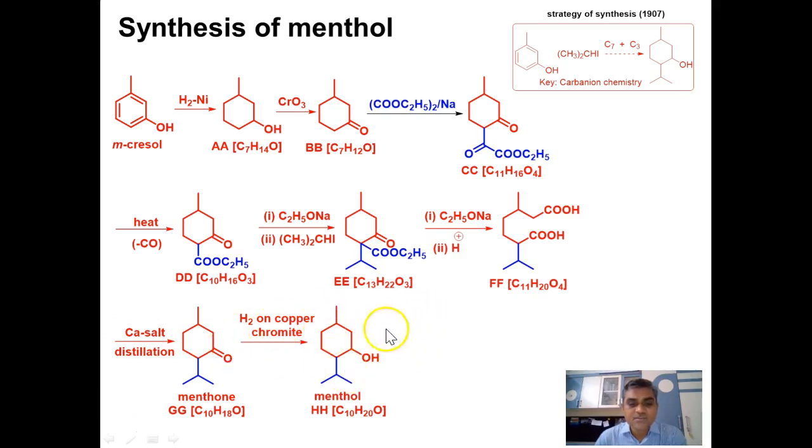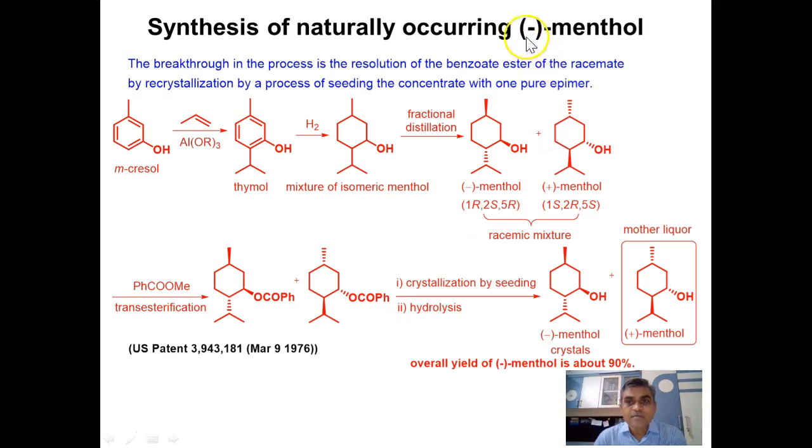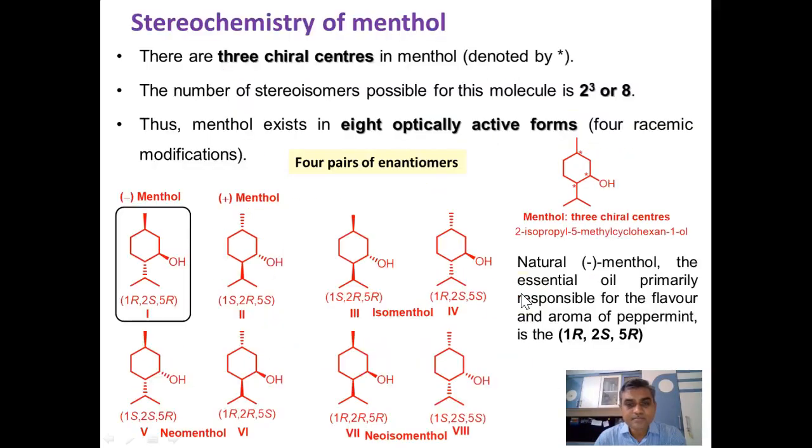This reduction gives a lot of stereoisomers of menthol. Therefore the synthesis of minus menthol, levomenthol, was accomplished in the year 1976 from metacresol. It exists in various isomers. This on fractional distillation gives the racemic mixture, and these two were separated by crystallization by seeding. Then this is a very interesting part.